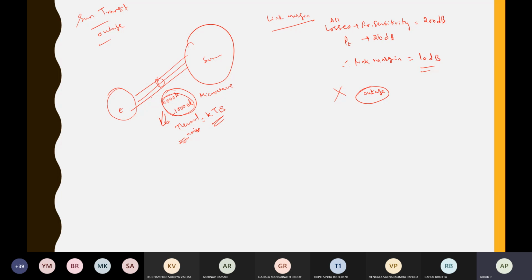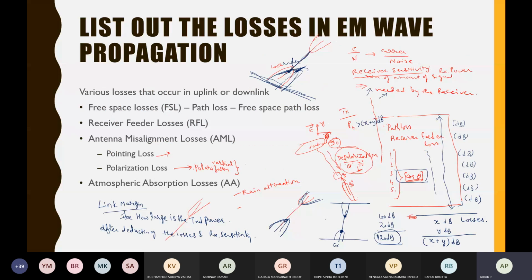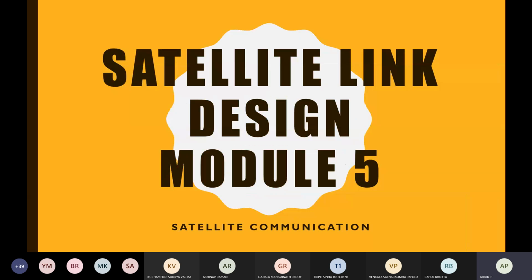So whenever the communication is lost, what do you have to do? You have to put a toothpick in your mouth and wait till it comes out of that outage. Okay, so nothing else can be done. Right, so this is the overall idea of this module 5.